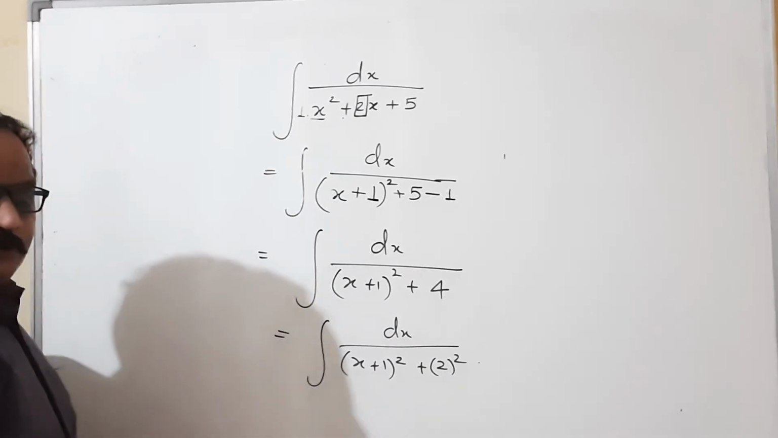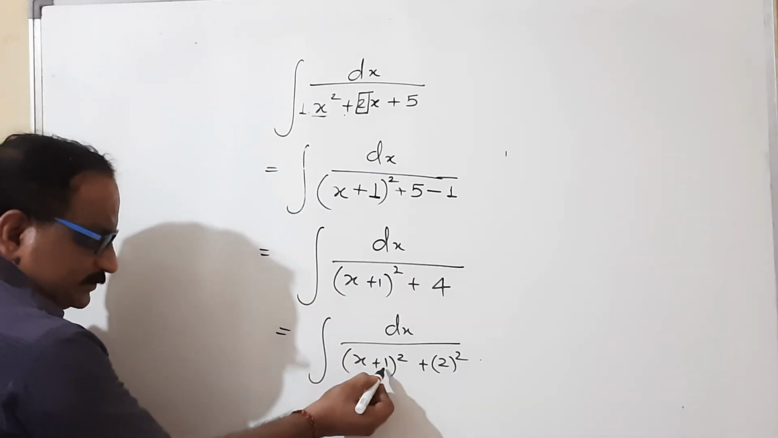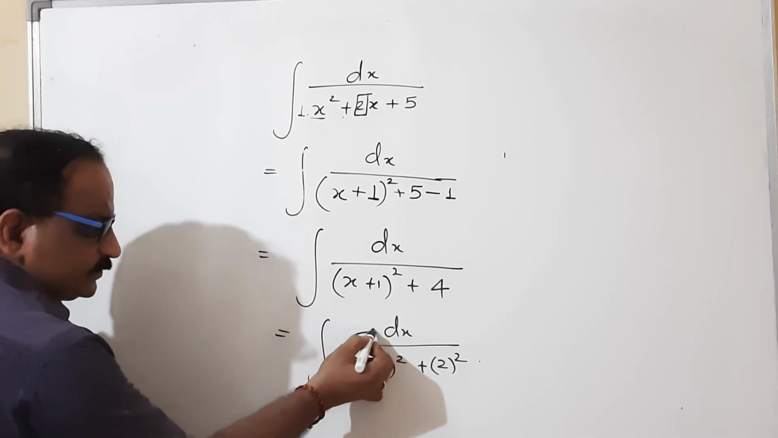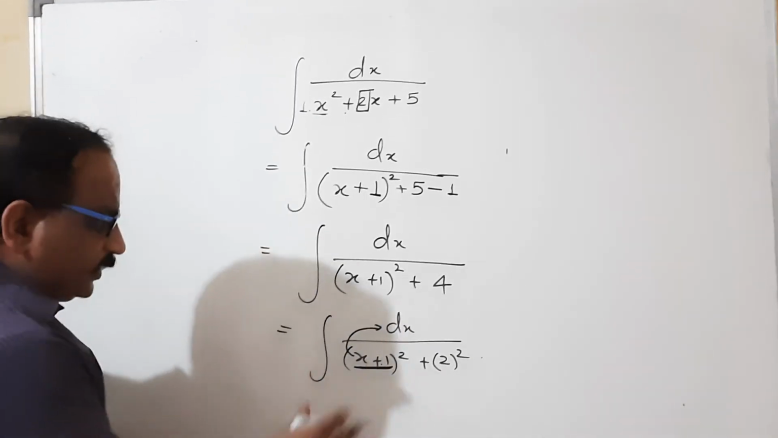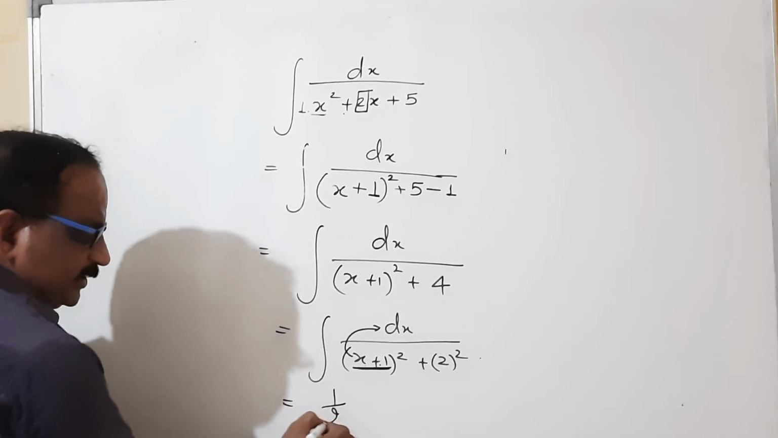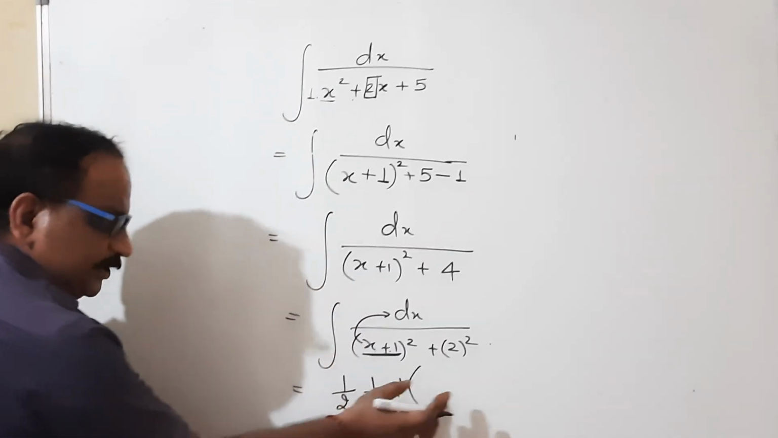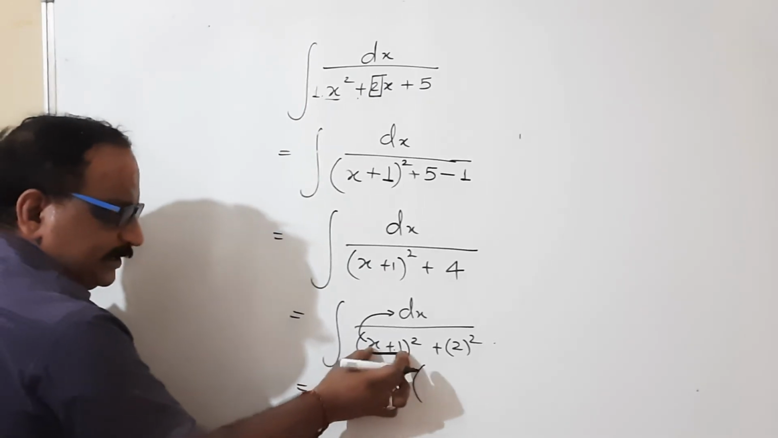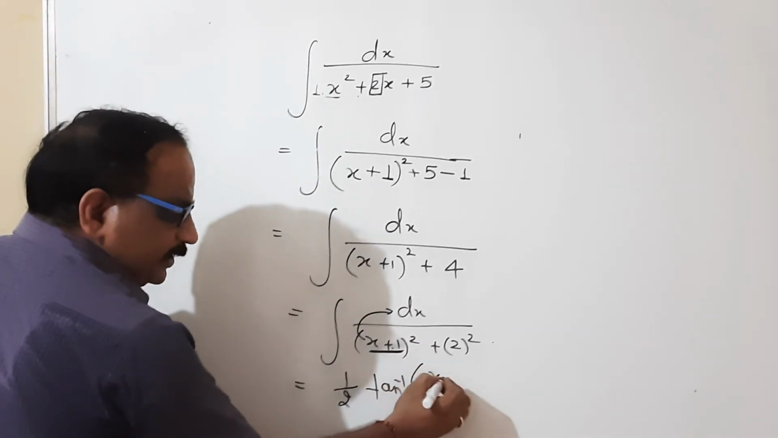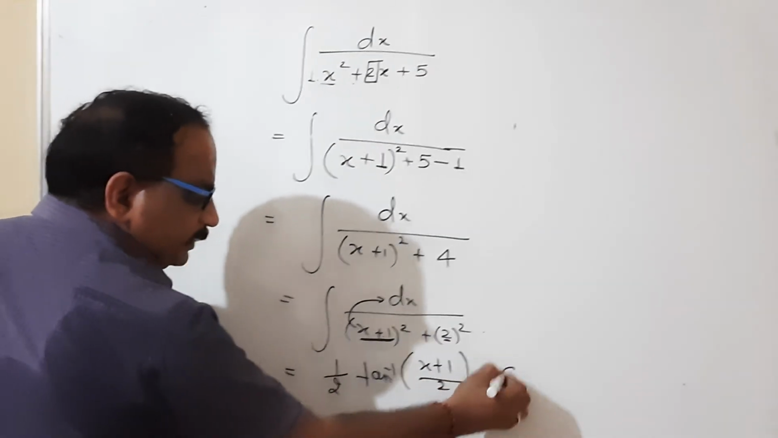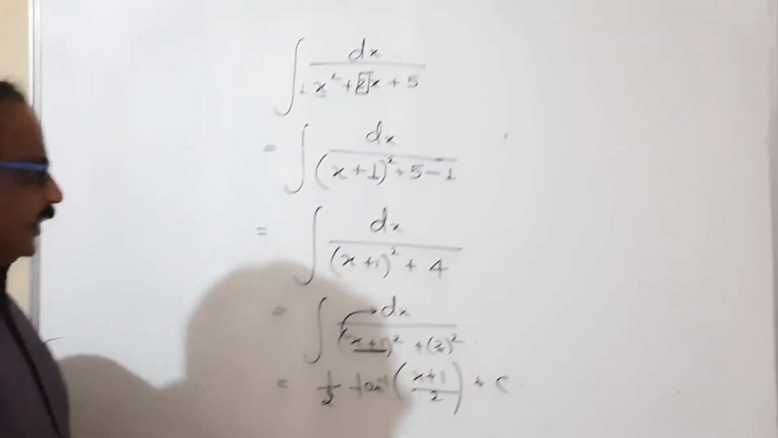That is the perfect situation for applying the formula. See guys, here is x plus 1 whole square. The differentiation of x plus 1 is what? dx itself. So we are able to put the result, and the result is 1 by a tan inverse. In place of x, I should put the entire portion inside the bracket, the perfect square, that means x plus 1, and a is what? This portion, 2, and plus c. That is the solution for this.